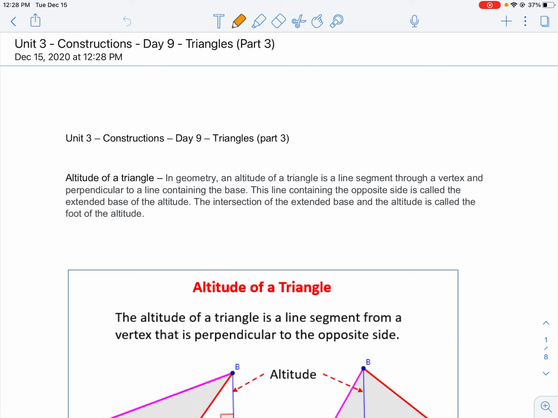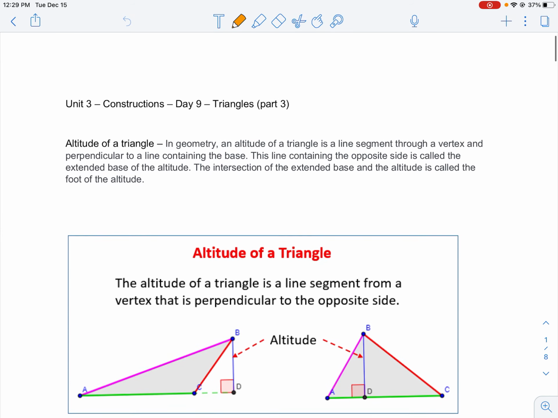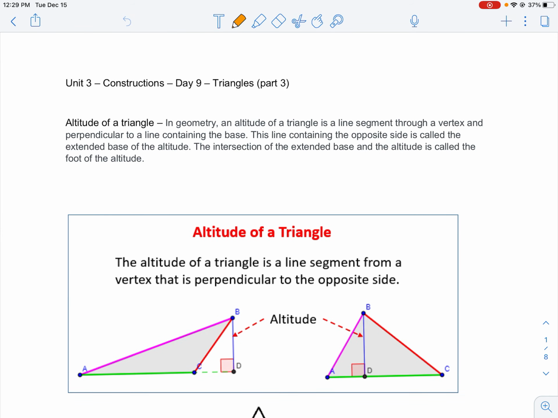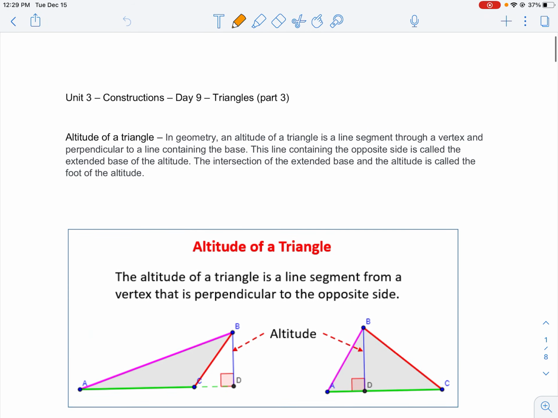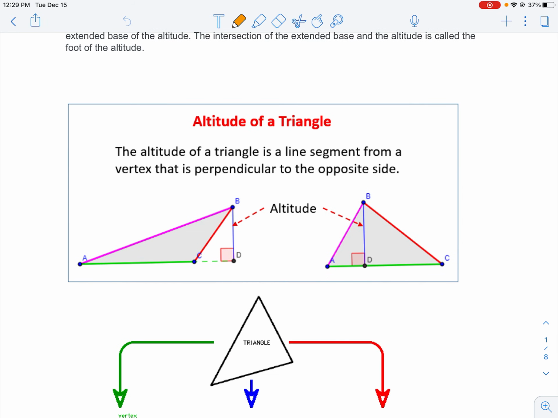Okay, so in geometry, the altitude of a triangle is a line segment through a vertex and perpendicular to a line containing the base. This line containing the opposite side is called the extended base of the altitude, and the intersection of the extended base and the altitude is called the foot of the altitude. Basically, we're looking at these two pictures here.